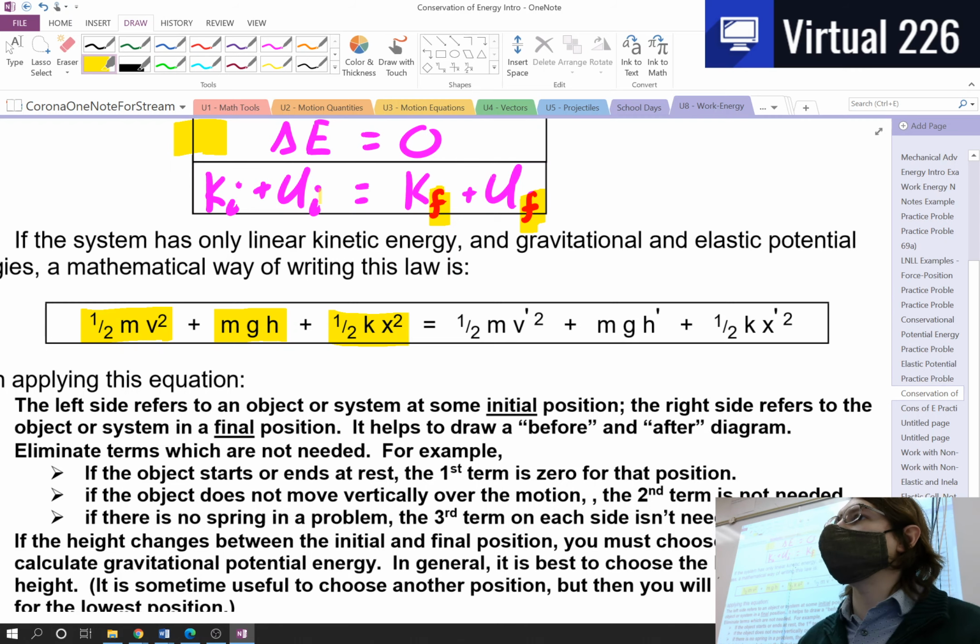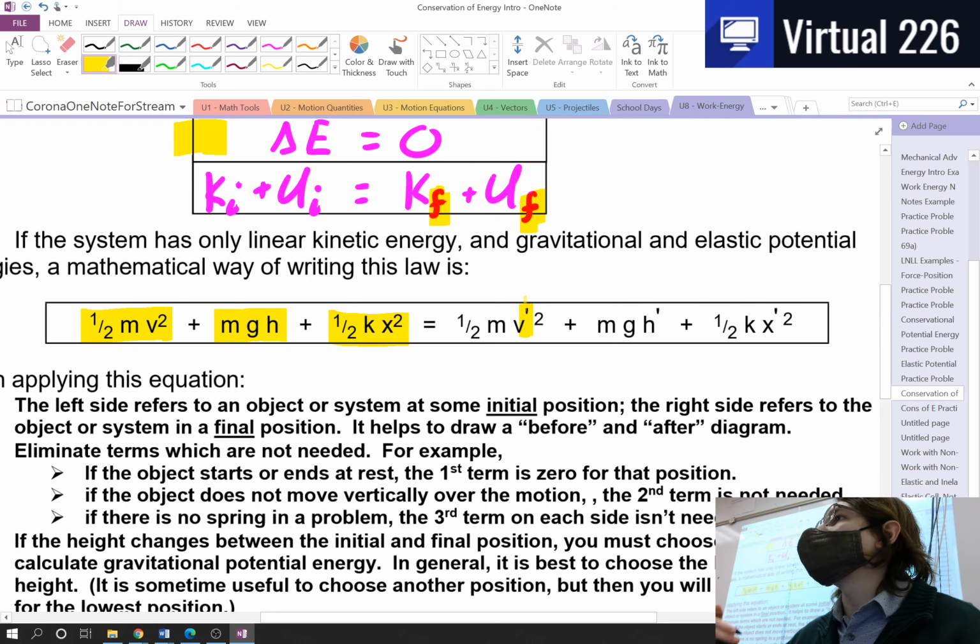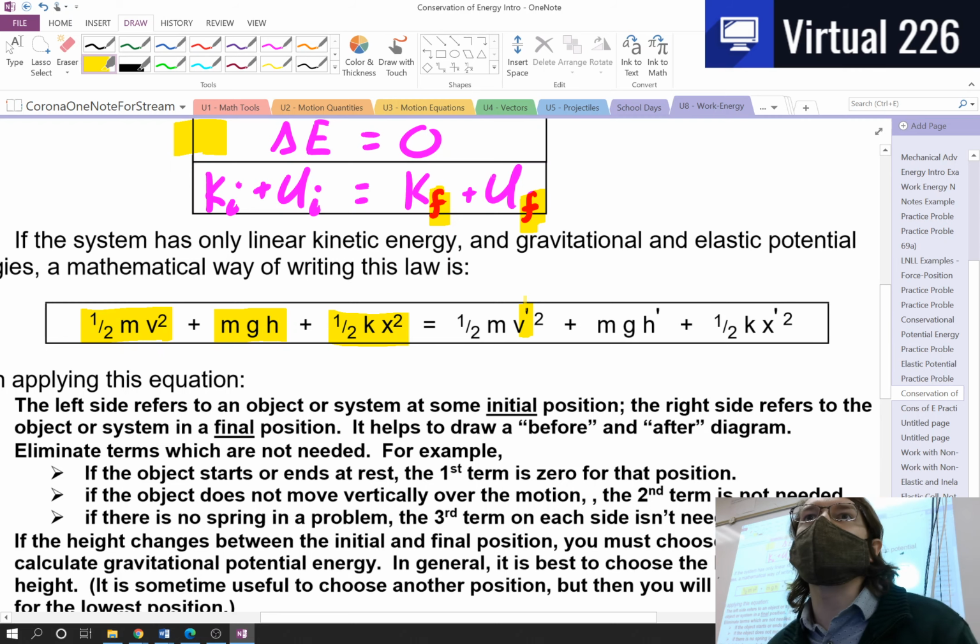What's actually a little bit faster is to use a shorthand notation in the world of physics. For our final kinetic energy, we'll say 1/2 m, but we'll call this v prime squared. That prime there just means the final. It does not mean a derivative. Okay? It is not a derivative.